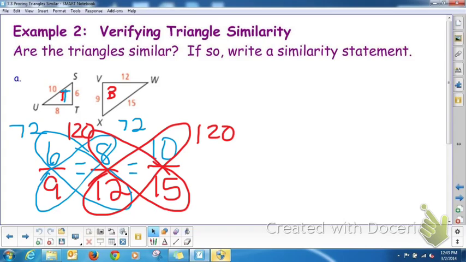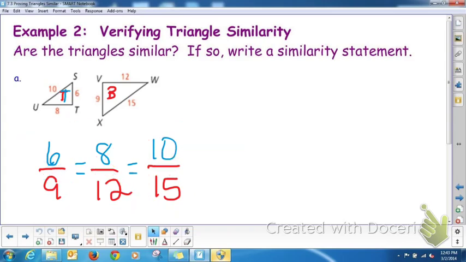However, you could do this another way. If all of the ratios reduce to the same, which would be the scale factor, then you can also say they're similar. They'd all be equivalent. So 6/9 reduces to 2/3. 8/12, 4 goes into 8 twice, 4 goes into 12 3 times. 10/15, 5 goes into 10 twice, 5 goes into 15 3 times. All these ratios reduce to 2/3. So our scale factor in this case would be 2 to 3.